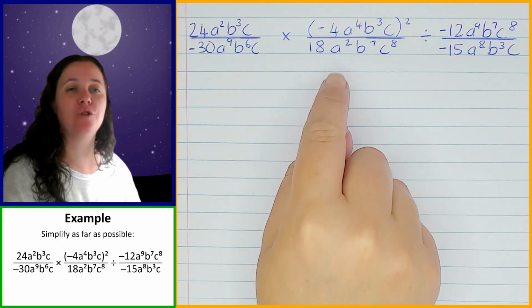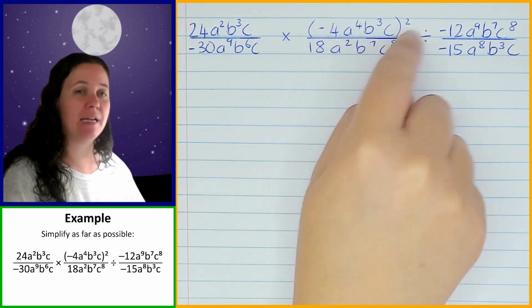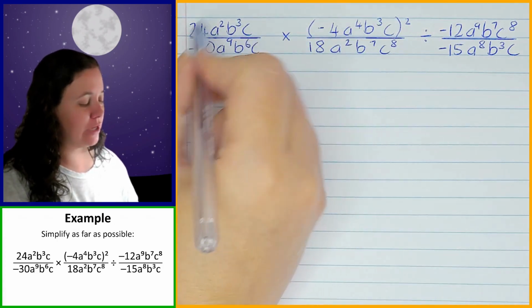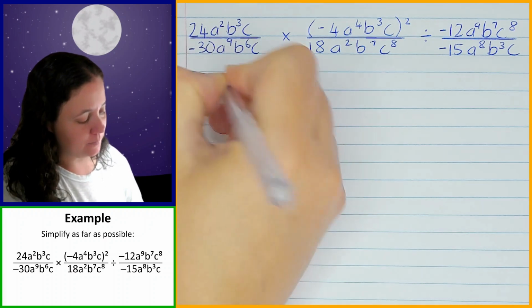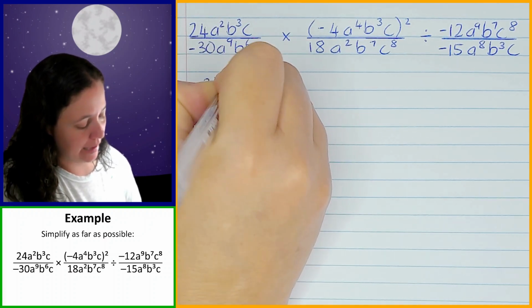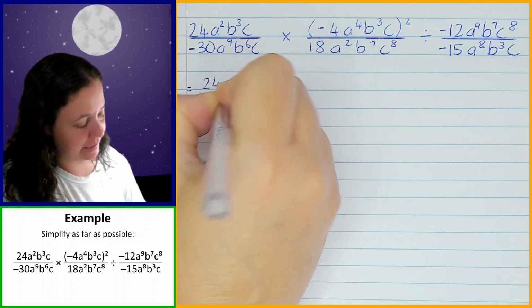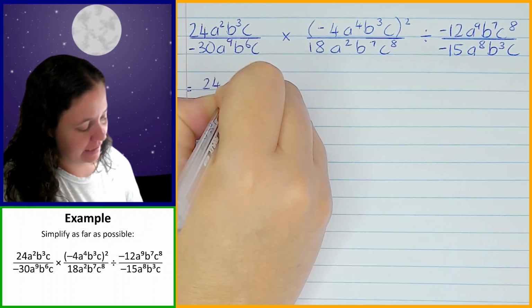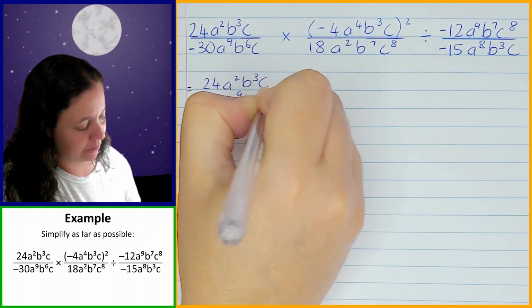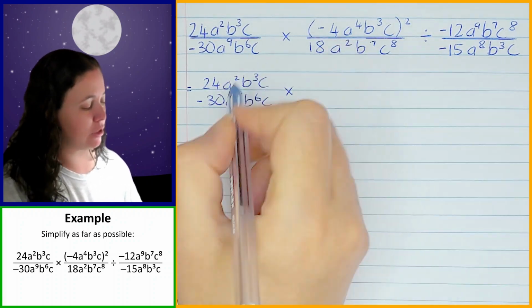So the first thing I need to do in this question, I need to simplify that bracket that needs to be squared over there. So this fraction is not going to change for now. So I've got 24a squared b cubed c over negative 30 a to the power of 9 b to the power of 6 c. Okay, and that's being multiplied by this fraction.